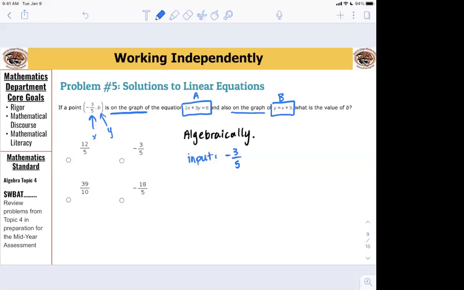So you can pick the easiest one, and which of those is easier, A or B? B. B is way easier. We're going to plug this into B. So I have y equals x plus 3. I'm going to just plug in negative 3 over 5.